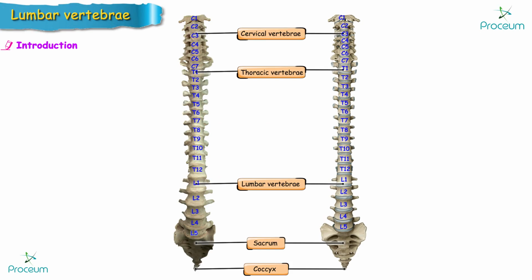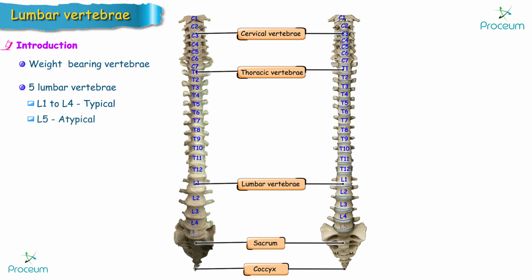In this video, we're going to discuss the osteology of lumbar vertebrae. The lumbar vertebrae consist of the same elements as the thoracic vertebrae, but are more massive as they are weight-bearing vertebrae. There are 5 lumbar vertebrae, out of which the first 4 are typical, while the 5th is atypical.